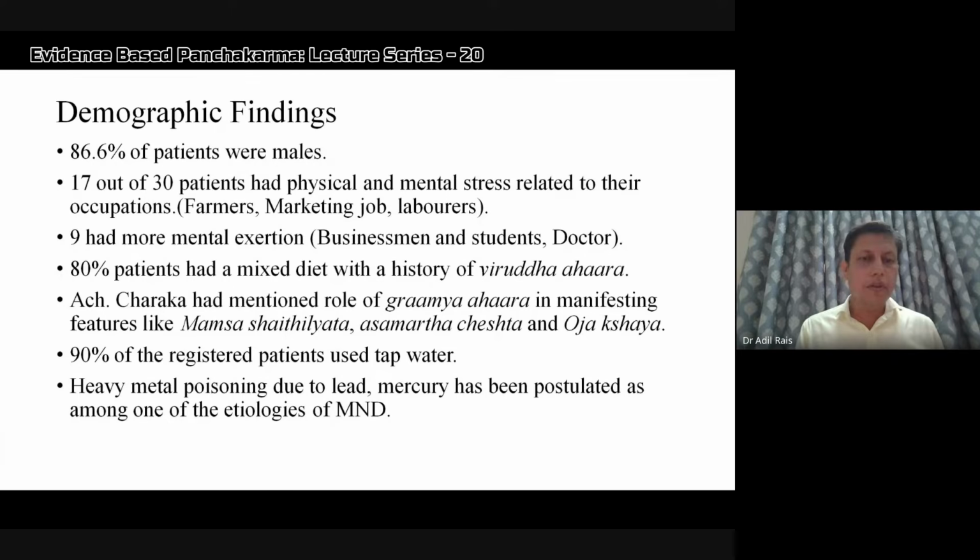The non-vegetarian food is also a part of this. Since this study was in Rajasthan, 90% of the registered patients use tap water. There is a chance that lead poisoning has been postulated as one of the etiologies of MND. Besides, mercury has also been postulated as one of the etiologies.